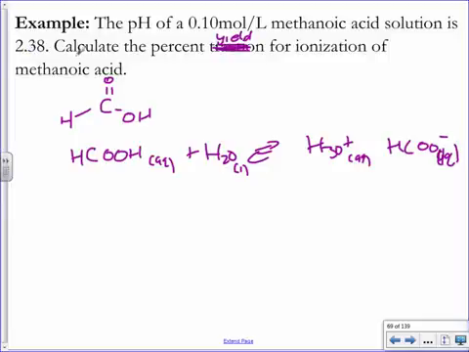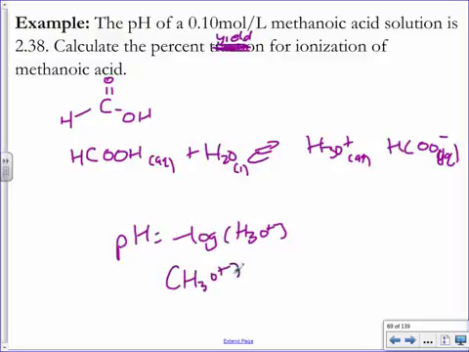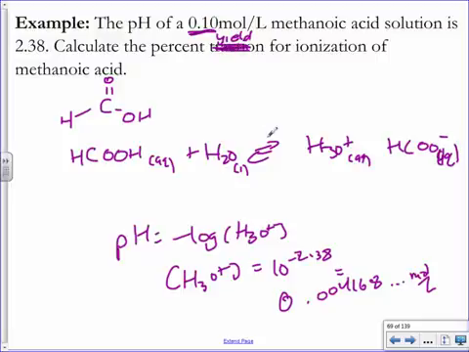Okay, so we're given the pH, right? So the pH is normally the negative log of the concentration. That's one formula, but that one doesn't help us today, so we need the other formula. Your H3O+ is 10 to the negative, I'll just write the number in, 2.38. So I got 0.004168, blah, blah, blah. Why is that so low? Didn't we start with 0.10 moles per liter of methanoic acid?